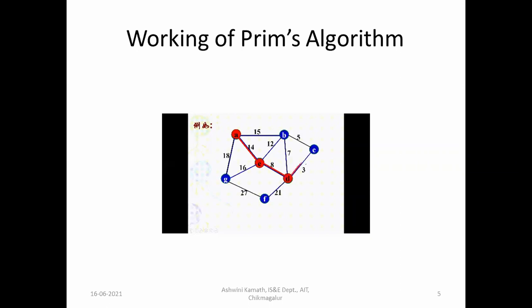Okay, sorry, it is E only, right? The vertex in between, it is E only. So E to B, it is 12. Okay, so it will select the one which has the minimum cost. Then E to D is 8. So E to D will be selected. 8 will be selected. So E to B, E to G, E to D, E to A. E to A is already selected. So it will select the one with the minimum cost. So E to D will be selected.